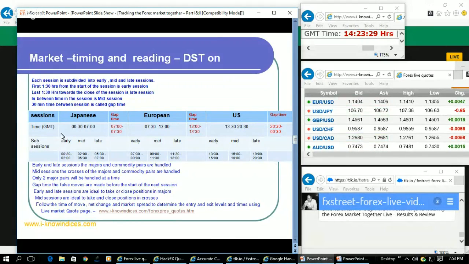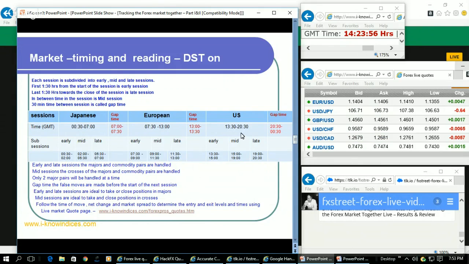Now, these are all the session timings derived based on the moves the players are making. They also have a method of following these timings. The early and the late sessions handle the majors, and mid sessions handle the crosses. So if you identify these times and trade accordingly, take a position during the early session.